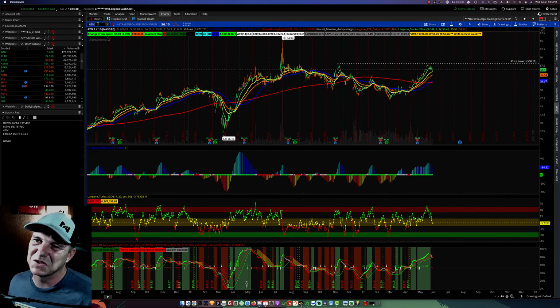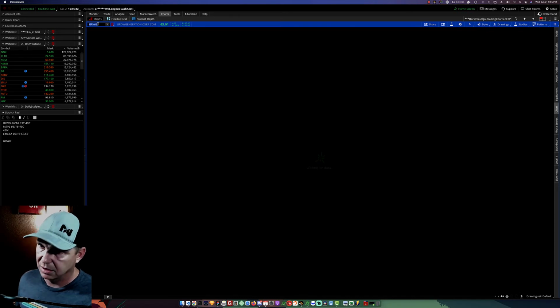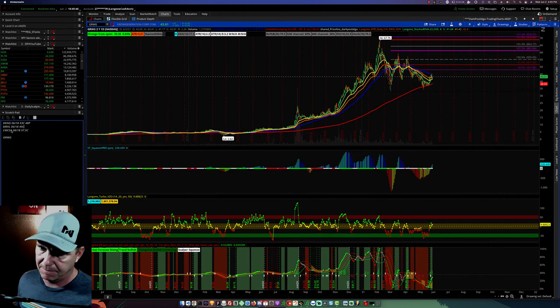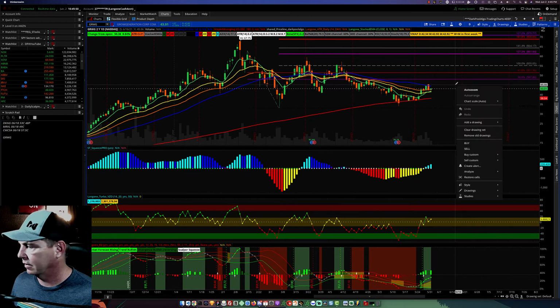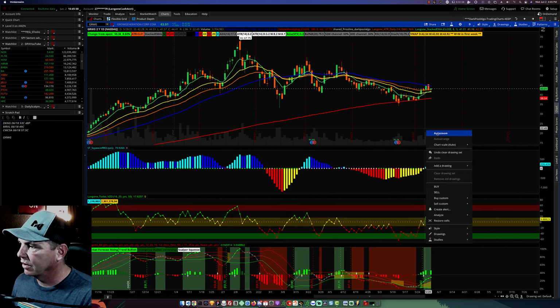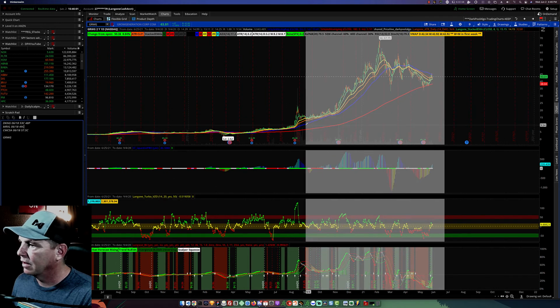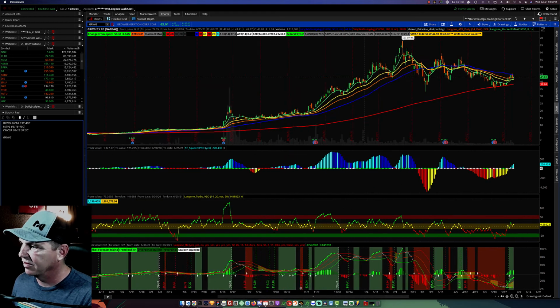Oh, Grow Generation. All right. Let's just look real quick. GRWG. I like this setup here. Why do I like it? Because we had a mid-compression squeeze just fire off, right? We're currently in a nice uptrend, 200 SMA support coming in, right? Recent bounce off of that.